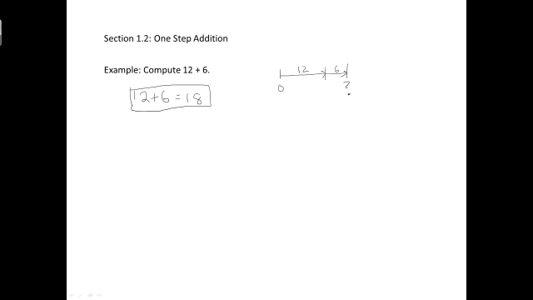We're going to do these calculations without having to draw the number line every single time, but we need to keep the number line in the back of our minds because it will become useful later. Example, compute 29 plus 8. 29 plus 8 is equal to 37.